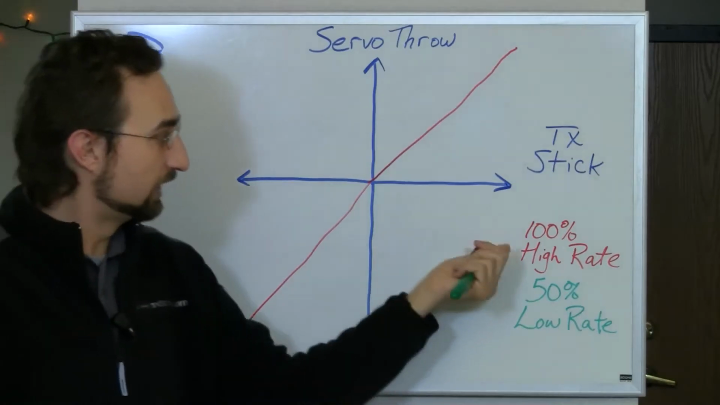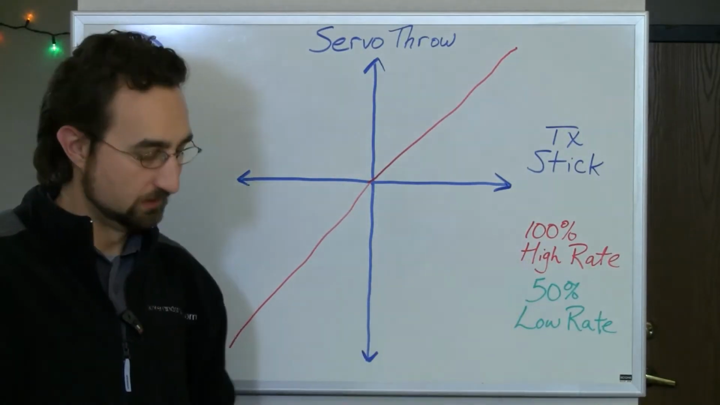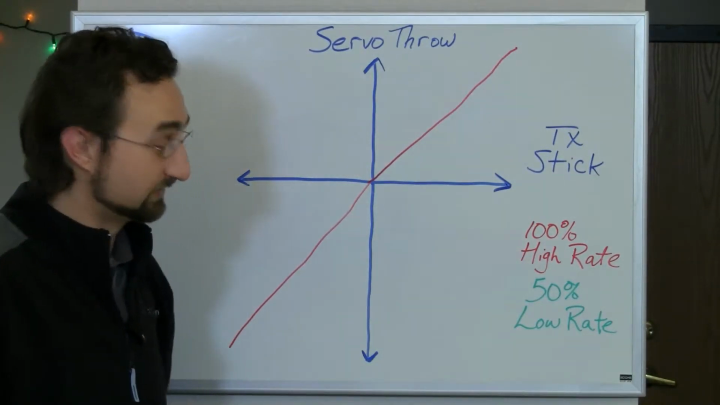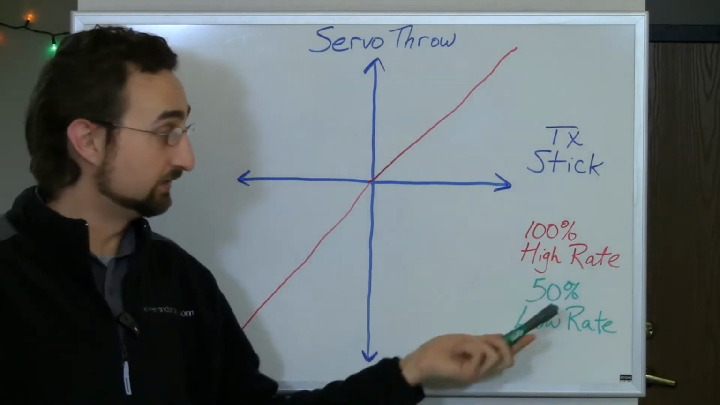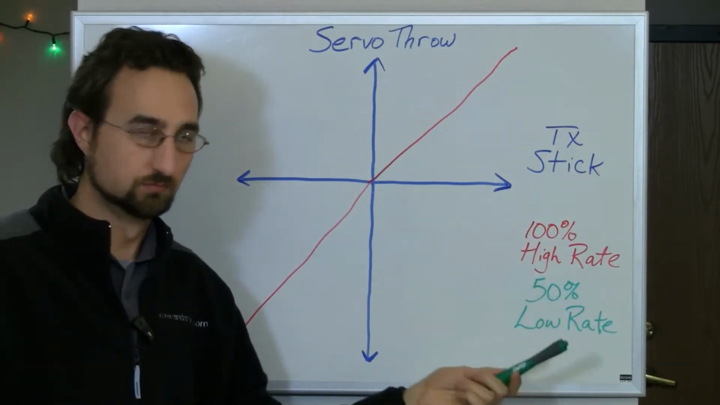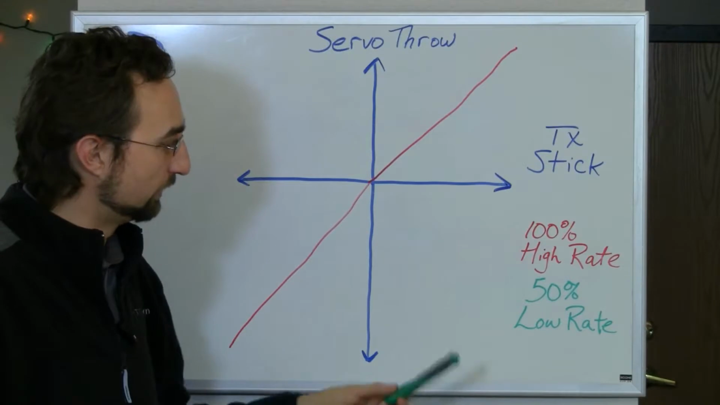This represents 100% high rate. That's what we're calling it here. It's called the high rate because it's going to be higher than anything else that's going to be less than 100%. That's our dual rate, or our low rate.